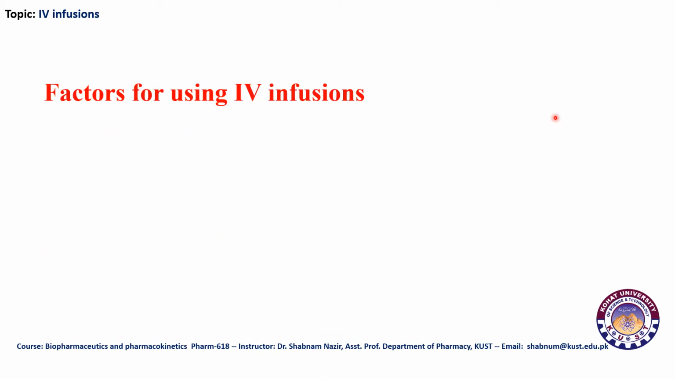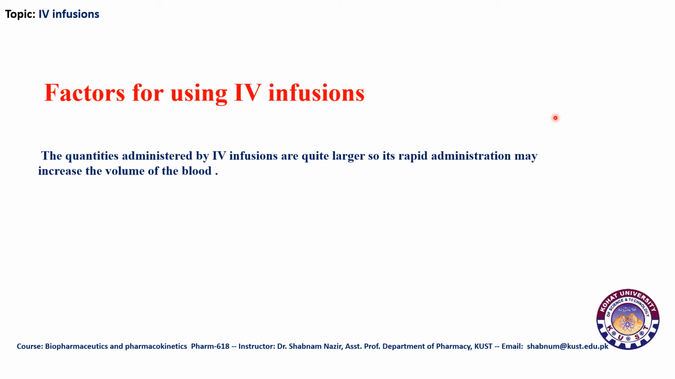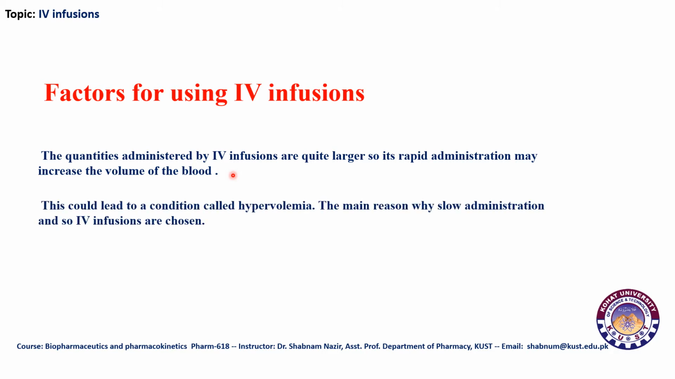So, what are the factors for using intravenous infusions when there are many other conventional routes of administration and even intravenous bolus is available? The quantities administered by intravenous infusions are quite large, so rapid administration may increase the volume of the blood. This could lead to a condition called hypervolemia, the main reason why slow administration and so intravenous infusions are chosen.